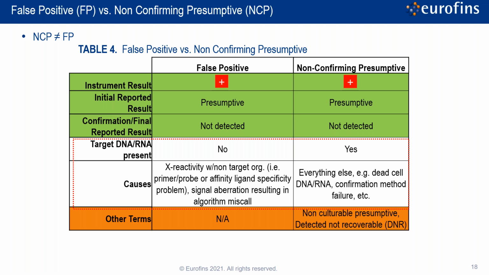People tend to forget this, but it's important to remember, confirmation methods are not perfect. There's no perfect diagnostic method. Anybody that tells you that there is, is wrong. Confirmation methods also fail. You will sometimes see other terms for non-confirming presumptives, such as non-culturable presumptives or detected not recoverable. I think there are some other terms floating around out there, but we tend to prefer non-confirming presumptive. Next slide.